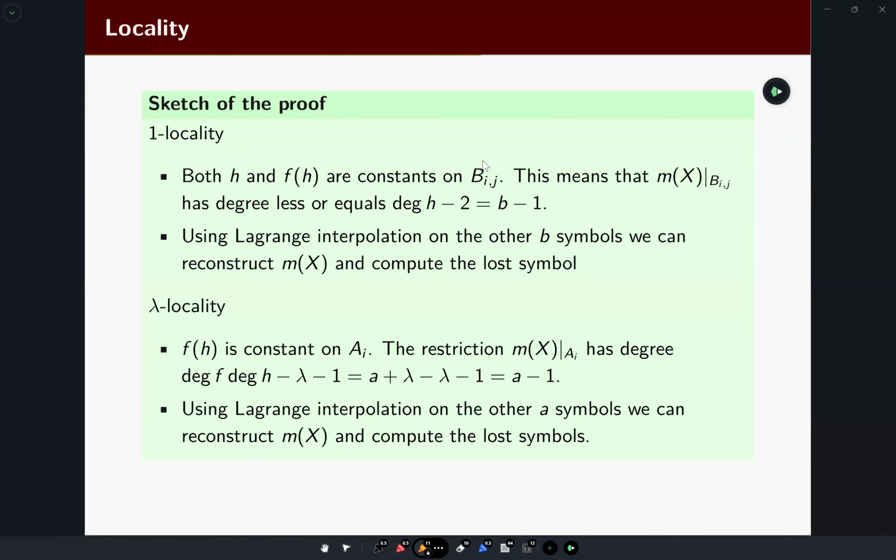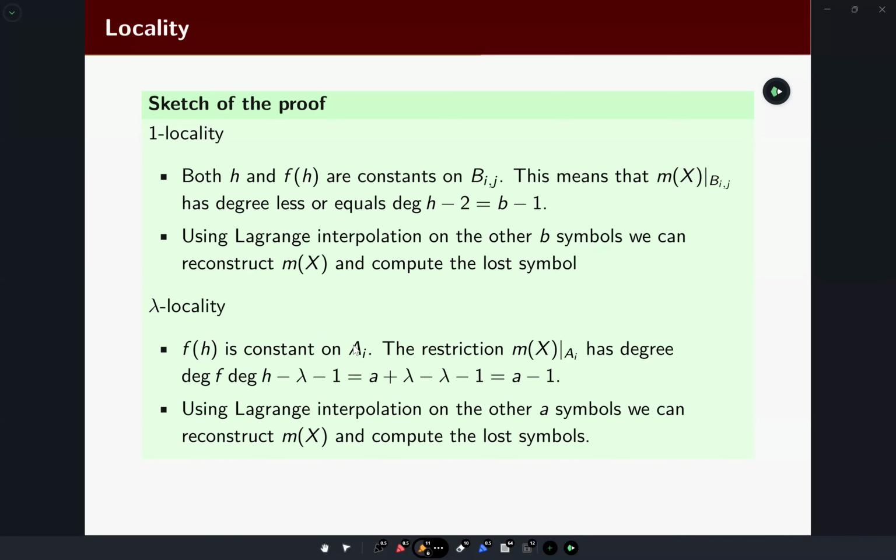The smaller set is a locality set for both f of h and h, which means that using Lagrange interpolation, a standard technique of interpolation, we can recover one lost symbol by looking at the others, because the degree of the restriction is exactly b minus 1, but we are left with b symbols, so we can recover the polynomial. And for the bigger set, the idea is pretty much the same.